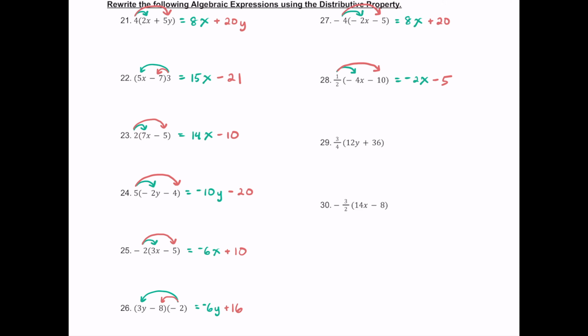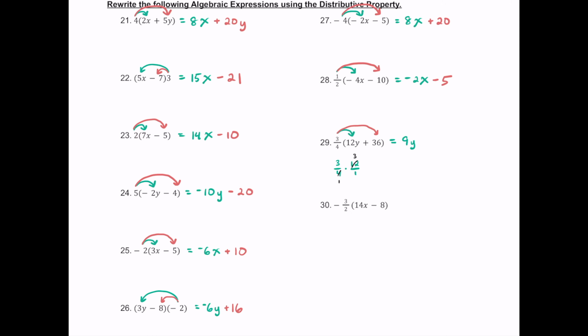On to 29, we have to take 3/4 of 12. So think to yourself, what is 1/4 of 12? 1/4 of 12 is 3. So 3 times 3 is going to be 9. So that's going to be 9y. If it's helpful, you can write it out like this. And you can cross cancel, right? You could cross cancel the 4 and the 12, make it 1 and 3. Then 3 times 3 is 9. That'll work as well.